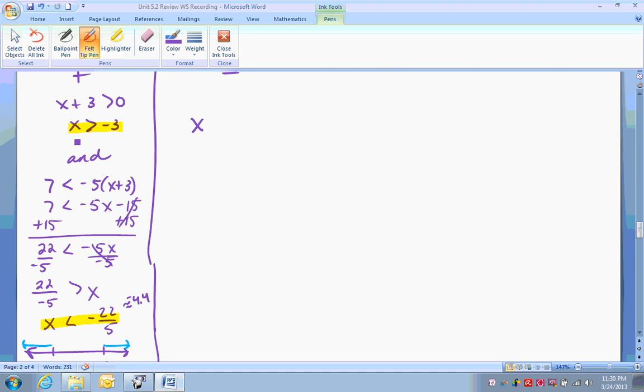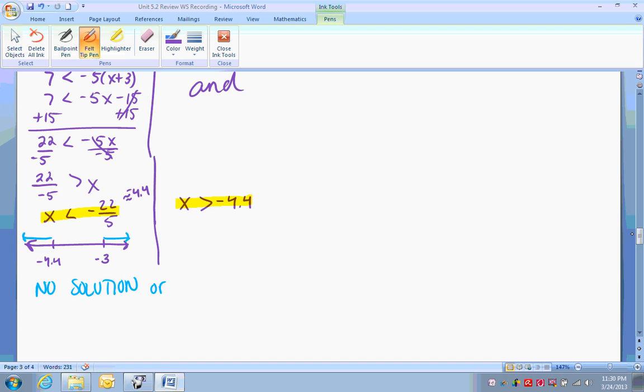So on the positive side, if the LCD was positive, x had to be greater than negative 3. Well, if the LCD is negative, x must be less than negative 3. Okay, and then the way we can write the second part is x must be greater than negative 4.4, because on the positive side, x had to be less than negative 4.4. And remember, both of those things have to be true. X has to be less than negative 3, and x has to be greater than negative 4.4.